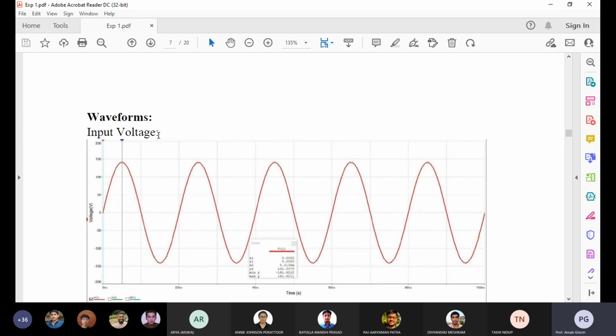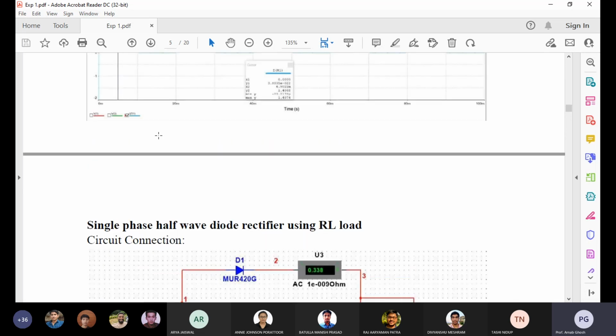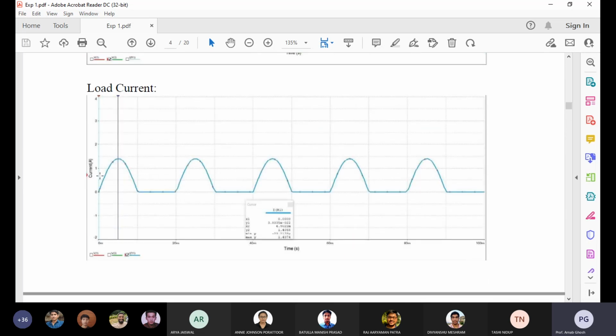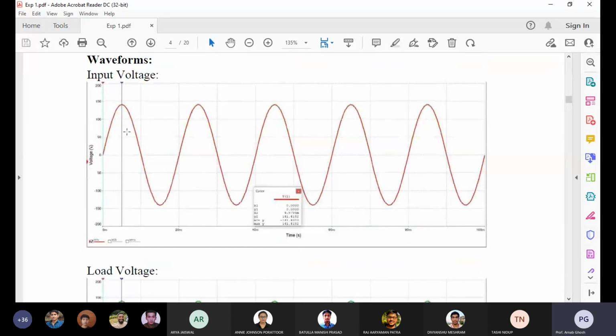Compare the current magnitude with your voltage magnitude. The load current value is more or less 1.5 ampere, but the load voltage is near about 100 into root 2. So there is a range problem. It is a higher value of voltage but a lower amount of current, so the current variation you cannot see prominently.